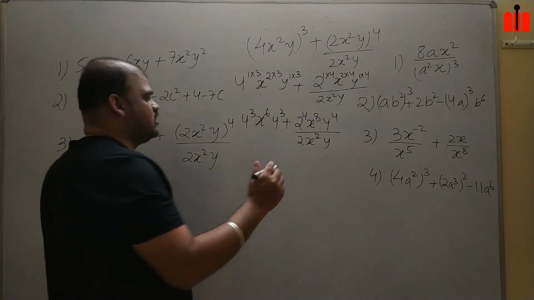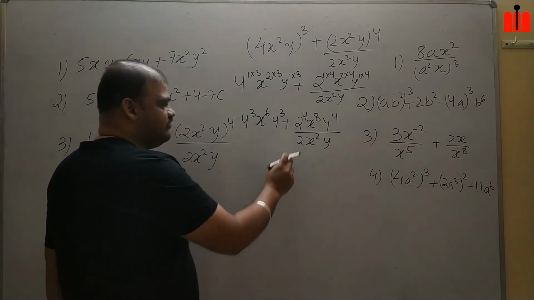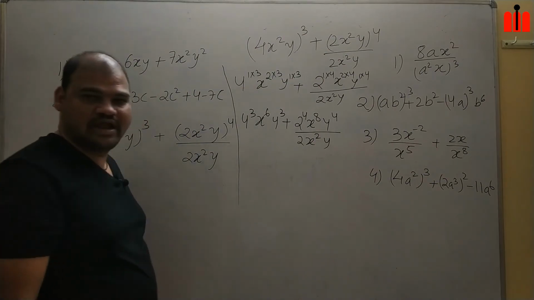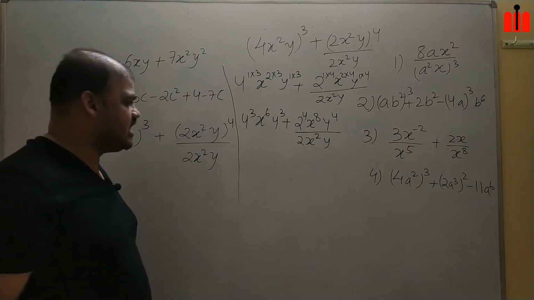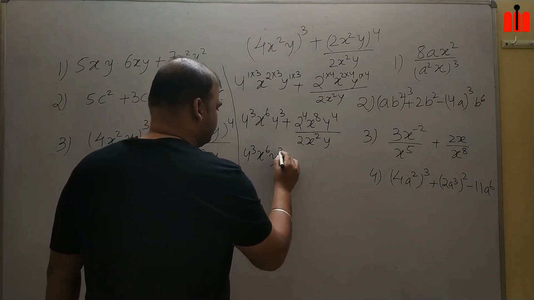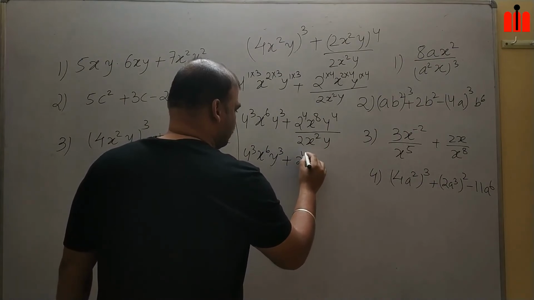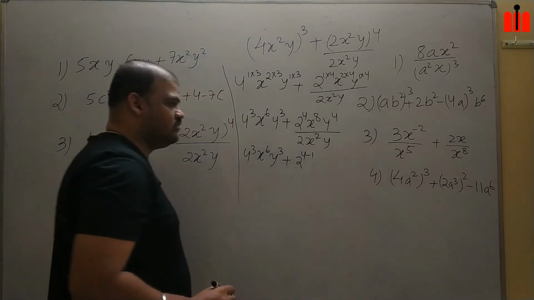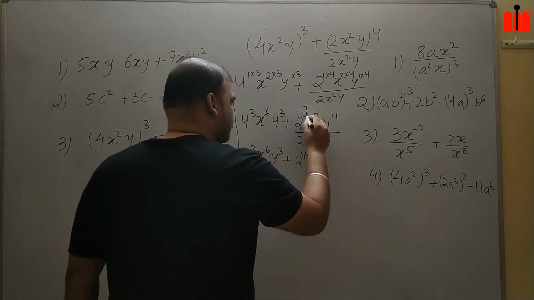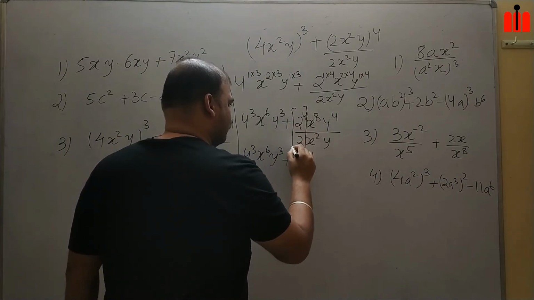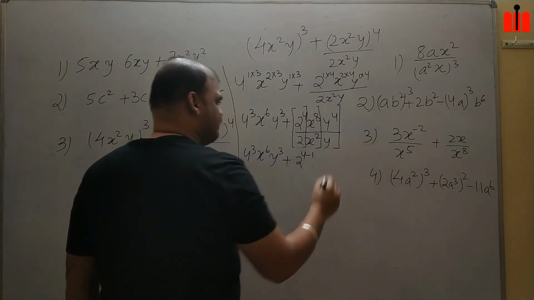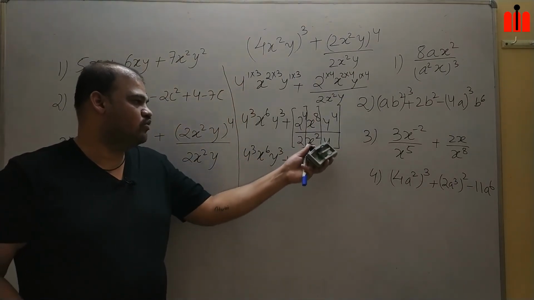Okay. Now in the second term we are seeing the form a to the power of m by a to the power of n. So it will be a to the power of m minus n. So it is 4 cube x to the power of 6 y to the power of 3 plus 2 to the power of 4 minus 1, because it is 2 to the power of 4 by 2. So what I will do is segregate these things: 2 to the power of 4 by 2, x to the power of 8 by x to the power of 2, and y to the power of 4 by y.